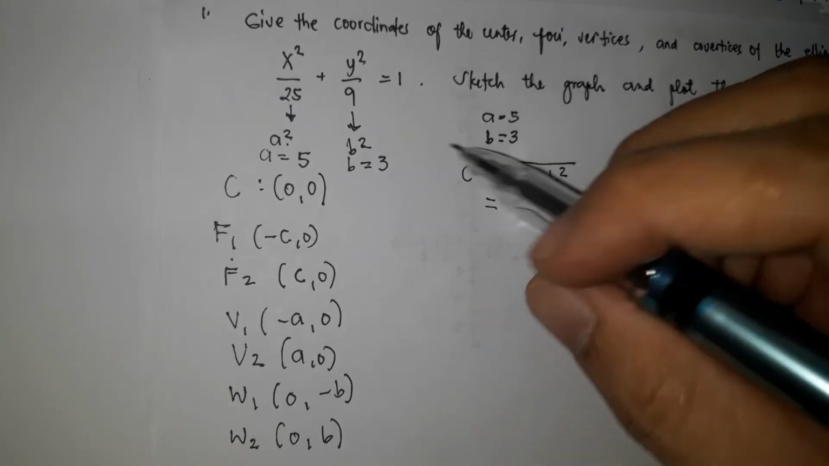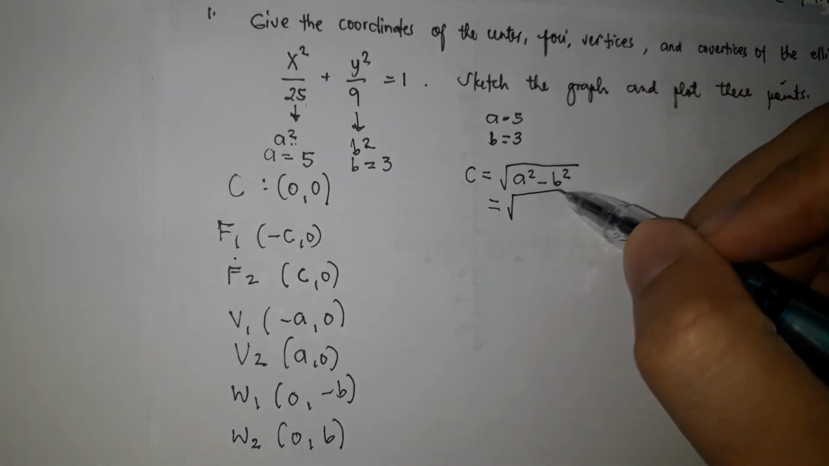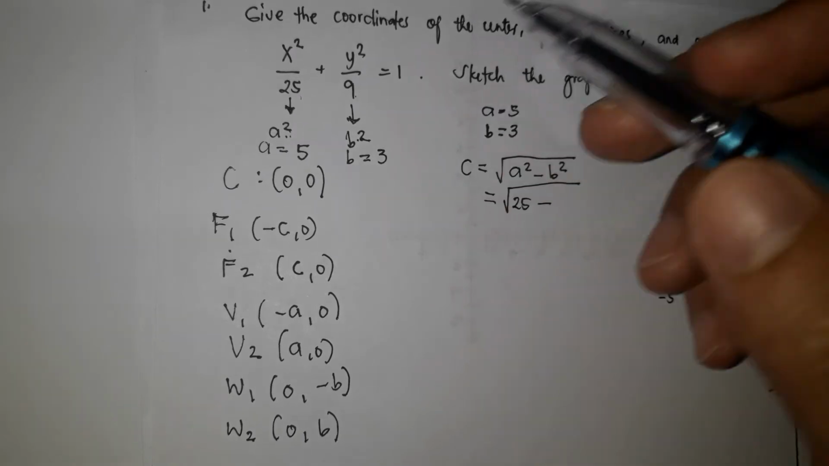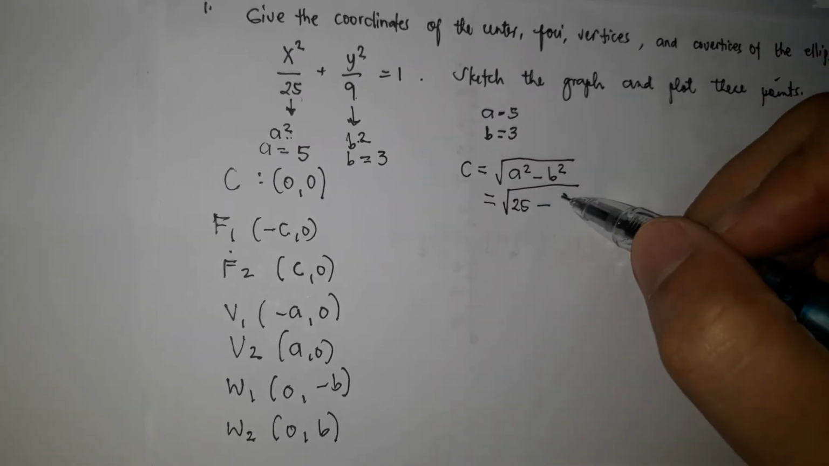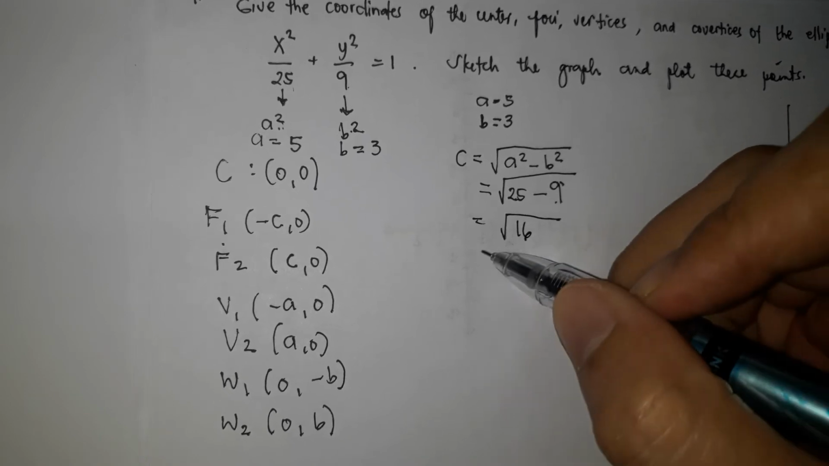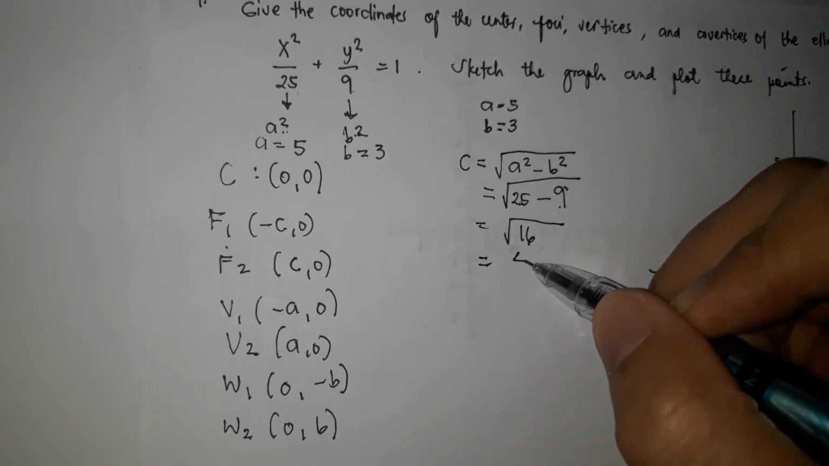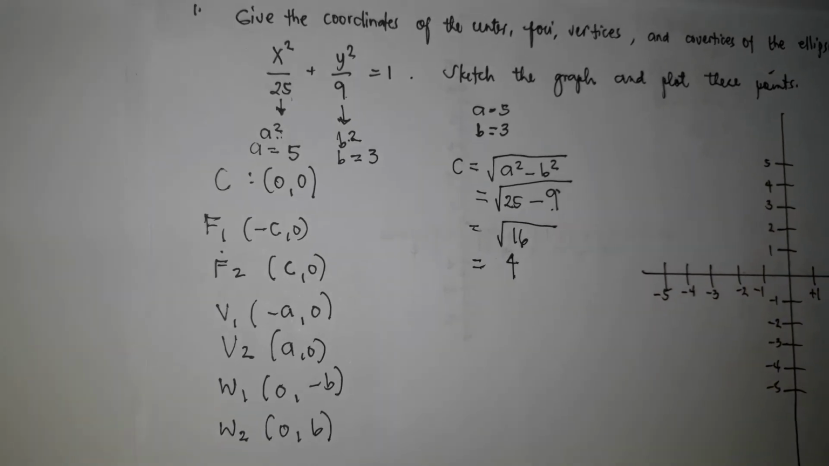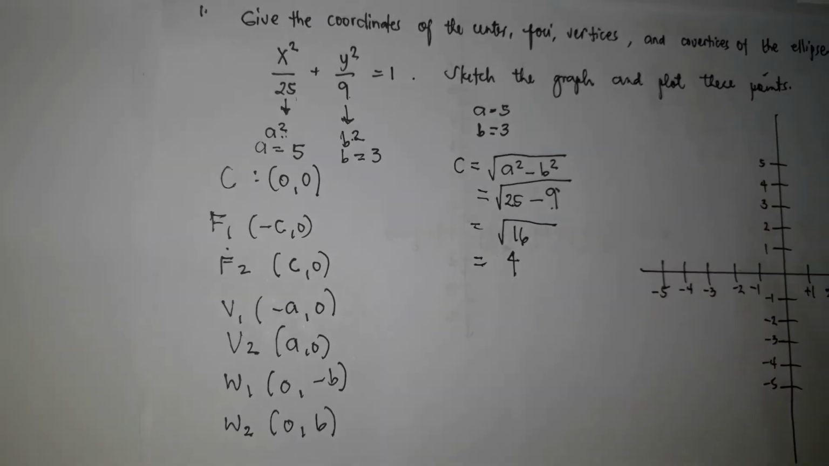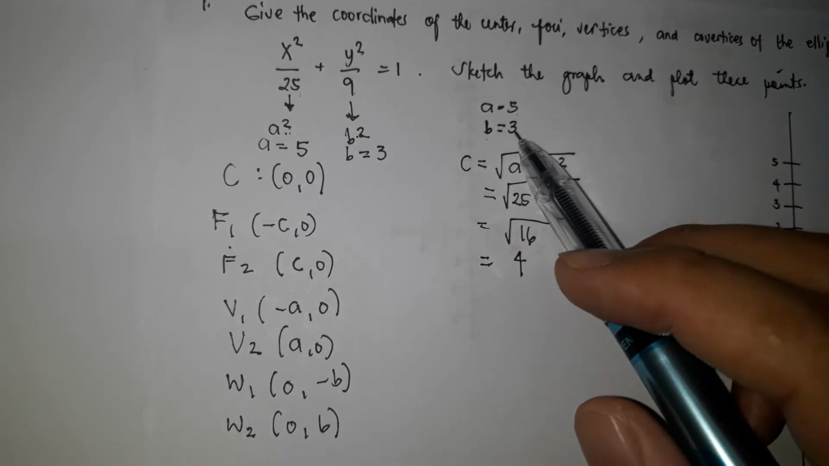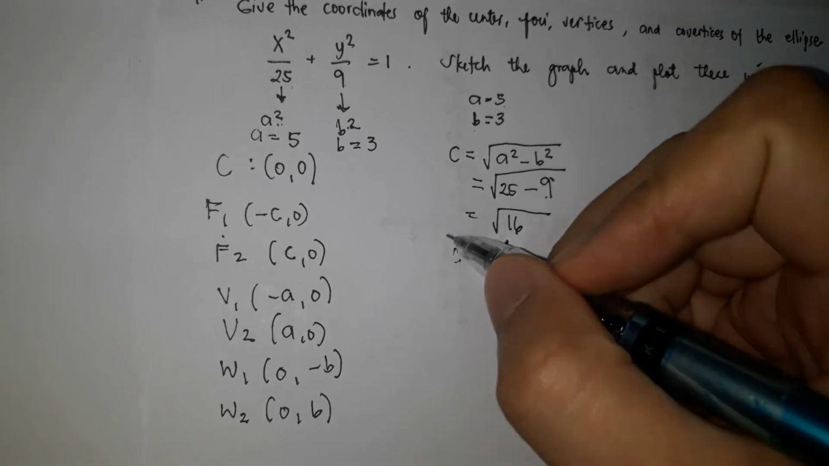Let's identify C. C is the square root of A squared minus B squared. Alam natin na si A squared is 25. So, square root of 25 minus B squared, B squared pala is 9. So, 25 minus 9 is 16. Square root of 16 is positive 4. Positive or negative 4, but we're just going to use positive 4 because it's distance. So, we know that A is 5, B is 3, C is 4.